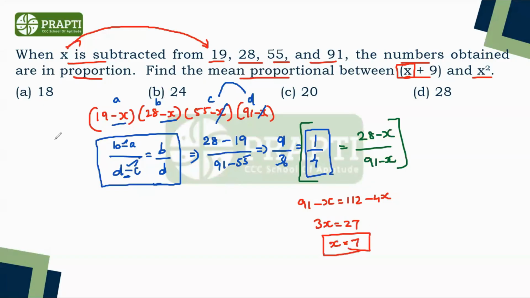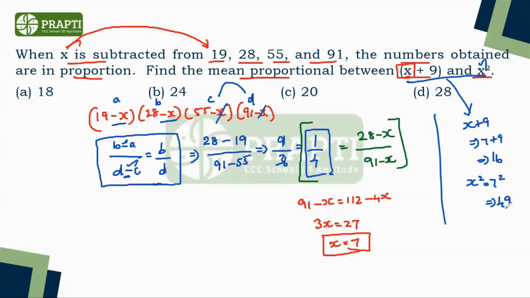Now we can substitute this in the two given values. X plus 9 is equal to 7 plus 9, so you will be getting 16. In the same manner, x square. What is x square? 7 square, which is equal to 49. Now we can find the mean proportion.